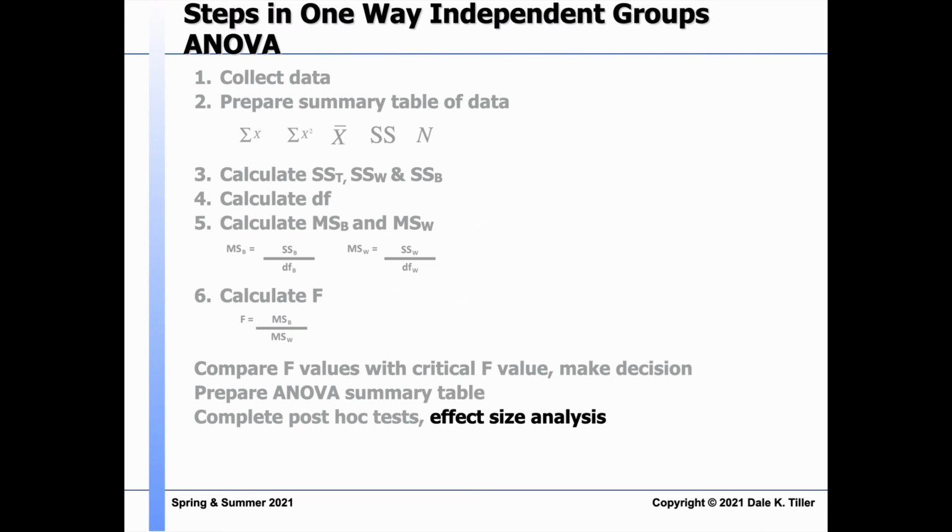Last step in the one-way independent groups analysis of variance is to calculate an effect size. Even though we've computed a statistically significant value of F, and the analysis is showing us that there is a statistically significant effect, a statistically significant effect is not always substantively significant. So we conduct an effect size analysis to determine if this is something that's really worth paying attention to, or maybe it's not so important substantively.